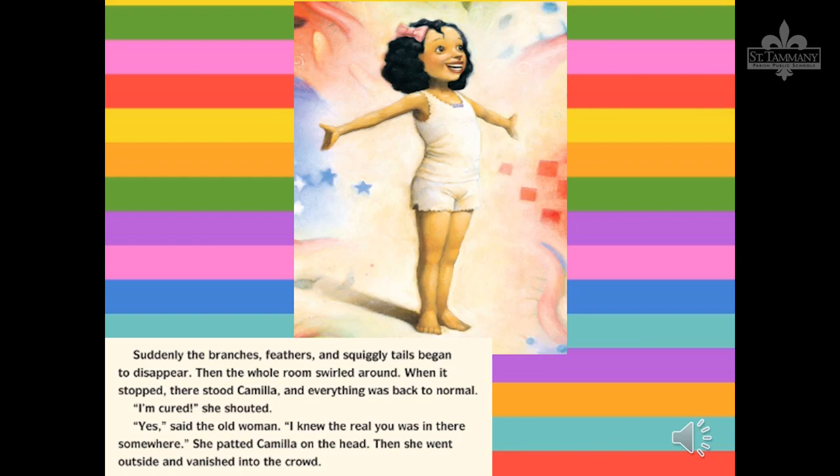Suddenly, the branches, feathers, and squiggly tails began to disappear. Then the whole room swirled around. When it stopped, there stood Camilla, and everything was back to normal. "I'm cured," she shouted. "Yes," said the old woman. "I knew the real you was in there somewhere." She patted Camilla on the head, then she went outside and vanished into the crowd.